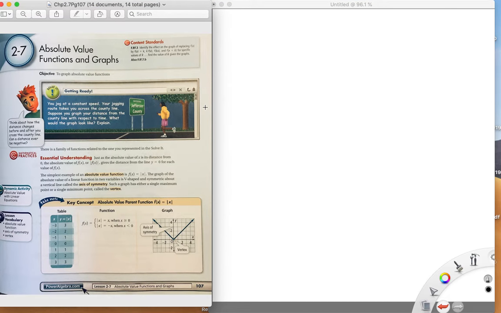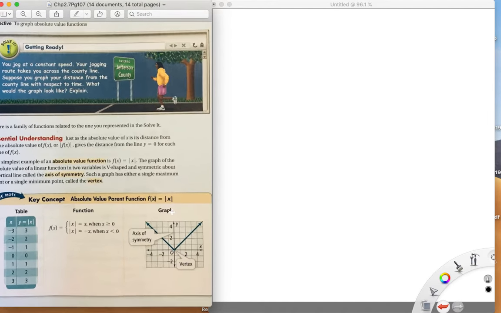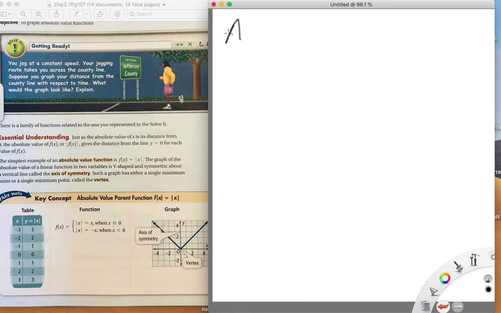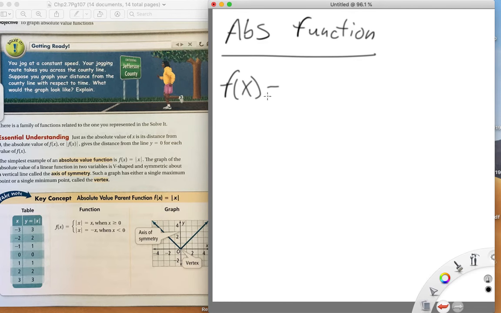Okay, this is Algebra 2, Section 2.7, Absolute Value Functions and Graphs. Alright, the absolute value function, I call it ABS, is when f of x equals the absolute value of x.